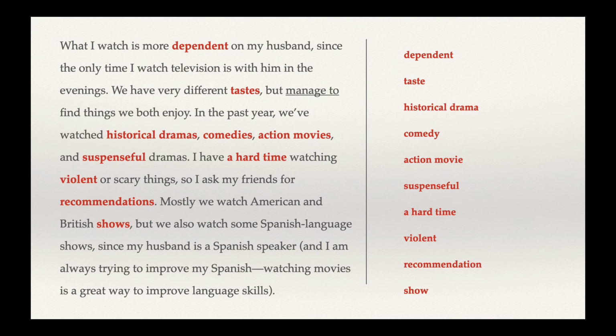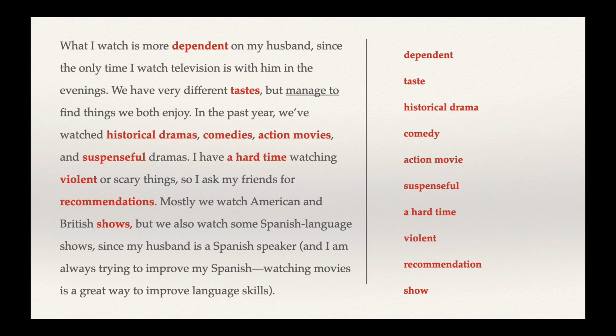In the same way that novels or poetry or nonfiction are things that we could read, these are types of things we could watch. In the next sentence, I say I have a hard time watching violent or scary things. So I ask my friends for recommendations. What does it mean to have a hard time doing something?